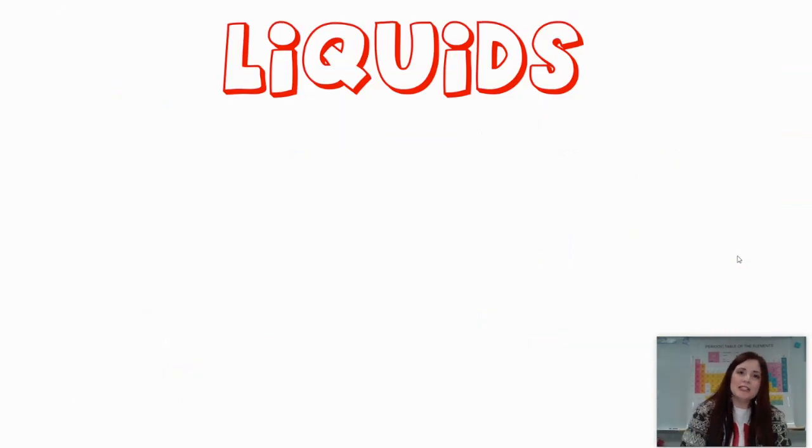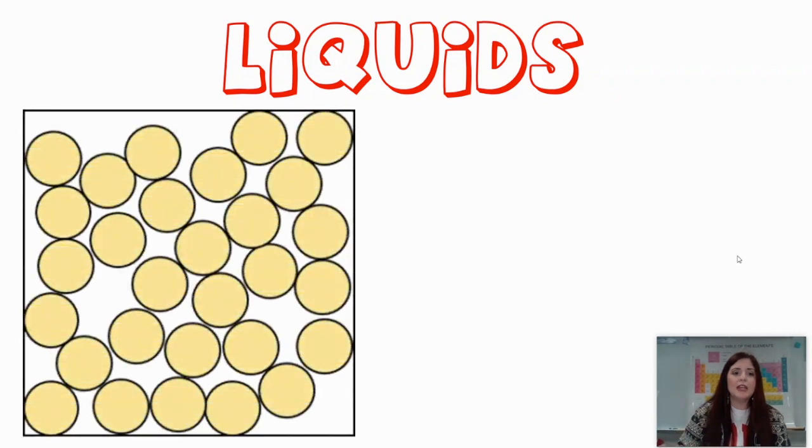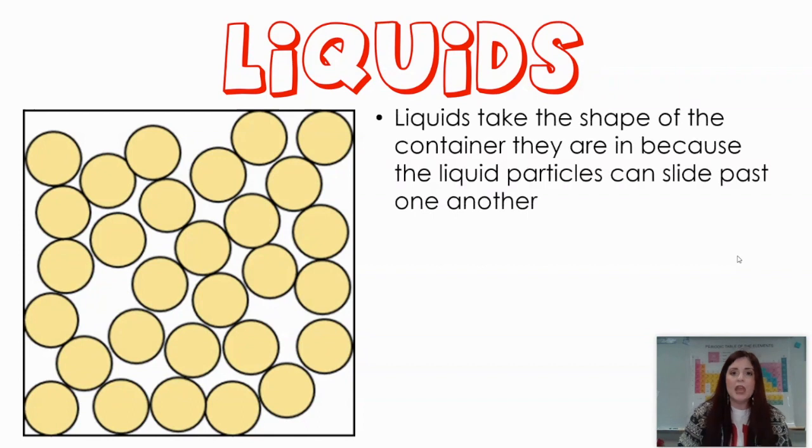Let's take a look at the second state of matter, though. The second state of matter is a liquid, and these two are not going to take us as long. I really wanted to focus on gases. Liquids, on the other hand, tend to look more something like this if we look at a particle diagram. And liquids take the shape of the container that they're in, and that's because the liquid particles can slide past each other. So they don't have enough energy to totally break free from one another, but they do have enough energy to slide past each other.